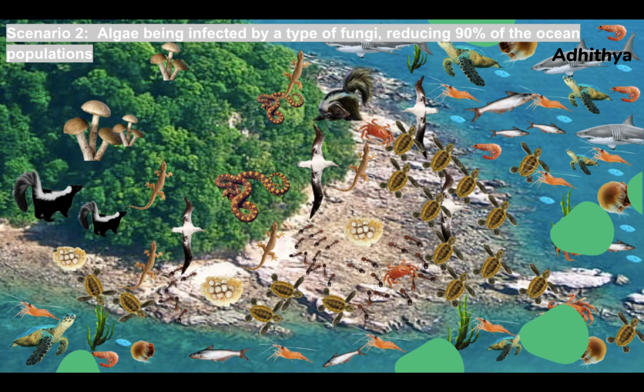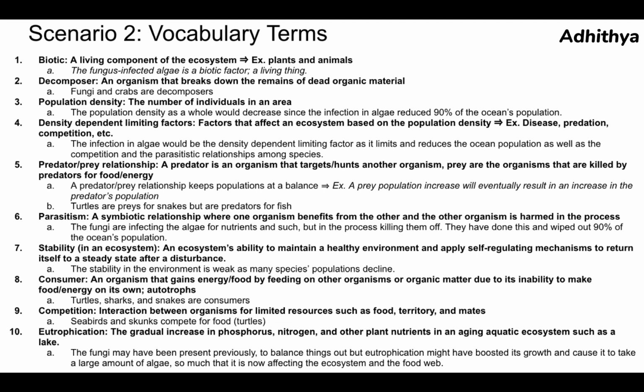So here we have scenario 2 in which algae are being infected by a type of fungi which reduces 90% of the ocean's population. So some vocabulary terms for scenario 2 are biotic, a living component of the ecosystem, examples, animals and plants. The fungus-infected algae is a biotic factor, a living thing. Decomposer, an organism that breaks down the remains of a dead organic material. Fungi and crabs are decomposers.